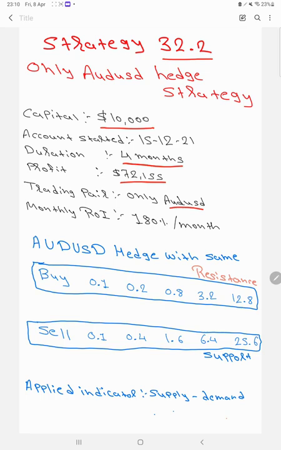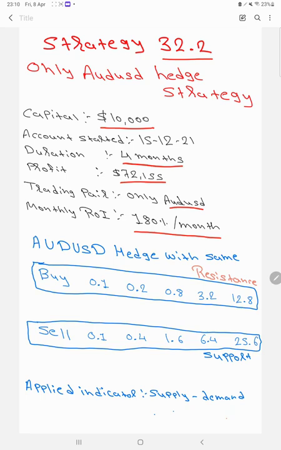Buy and sell we are hedging with the only AUDUSD. The total return is around 720% based on the $10,000 investment, and the monthly ROI, which is the average monthly ROI from last 4 months, is maintained at 180%. So this is the complete explanation below, of how AUDUSD hedge strategy is performing.